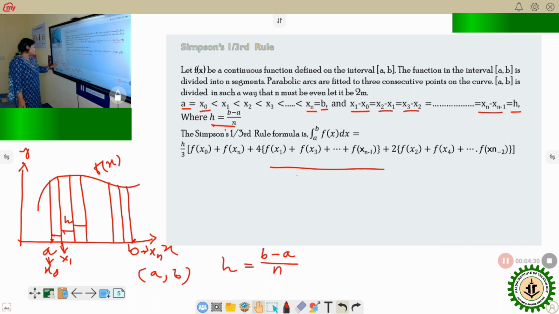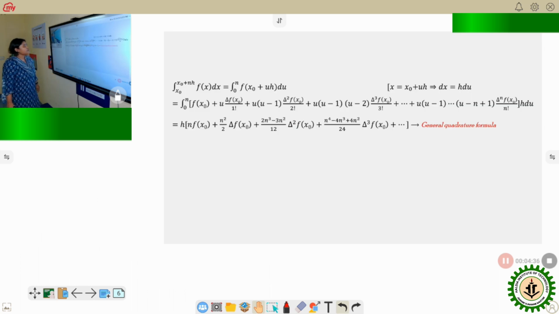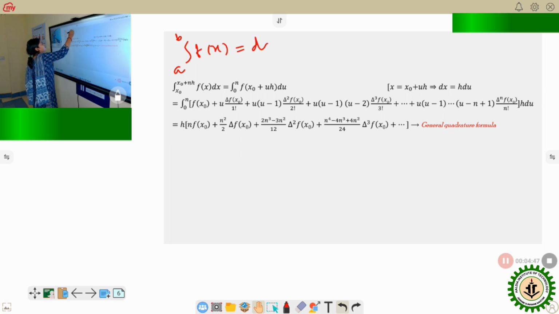First of all, we are dividing this interval into n number of subdivisions, right? Next, suppose we want to find the integral from a to b of f(x) dx. We have to find this value. This is nothing but the integral from x naught to x naught plus nh. Why? Because a is nothing but x naught, and b is nothing but x naught plus nh, of f(x) dx.